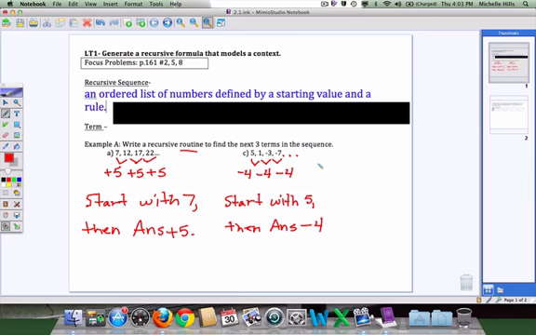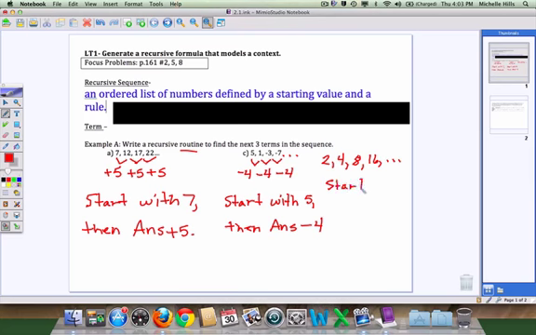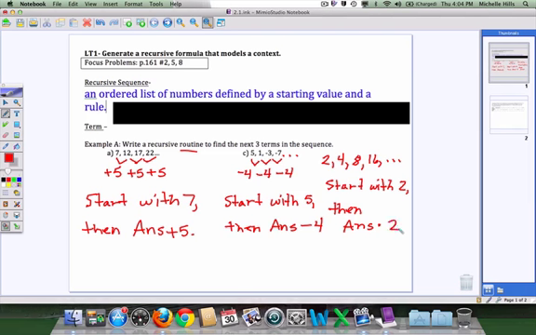As a quick heads up, these are not always arithmetic, which means I'm adding the same thing each time or subtracting the same thing each time. I could have one that's 2, 4, 8, 16, etc. In this case, I would start with 2, and then I notice that I'm multiplying by 2 each time to get to the next term. So then ANS, take the previous answer and multiply it by 2.